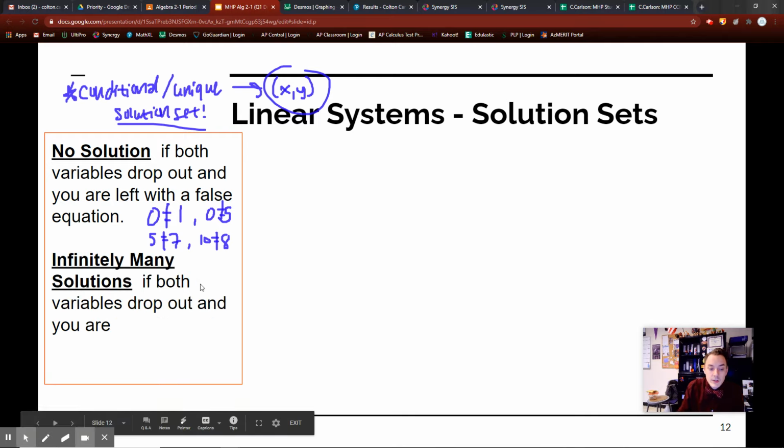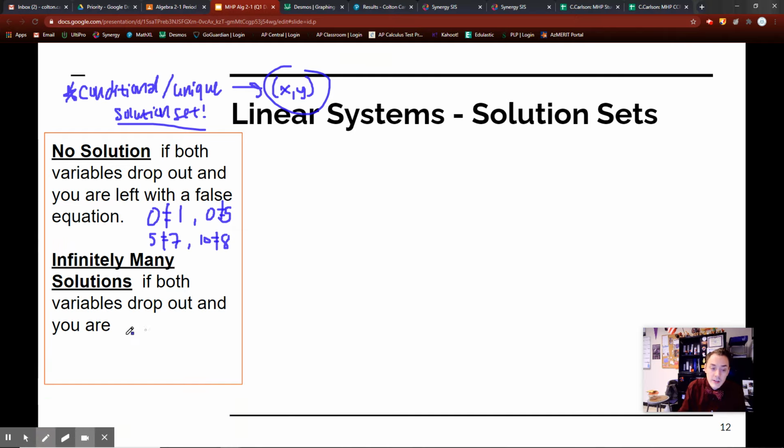Now, infinitely many solution sets is if both variables drop out. So that means both variables drop out, but that also means we have parallel lines. Okay, both variables drop out. That's infinitely many solutions because that means they're not parallel lines. My bad. That means they're actually the same line. Now I'll show you what that means in a little bit. That means they're literally the same line.